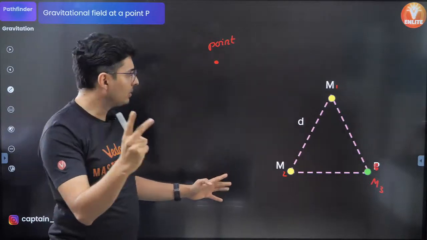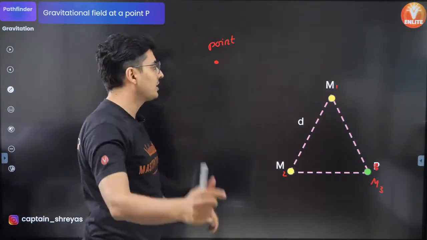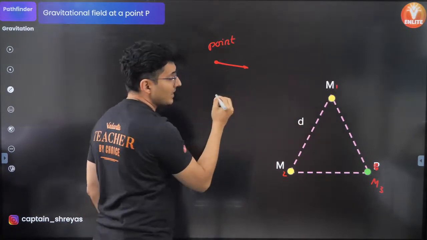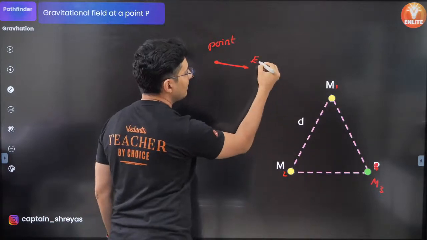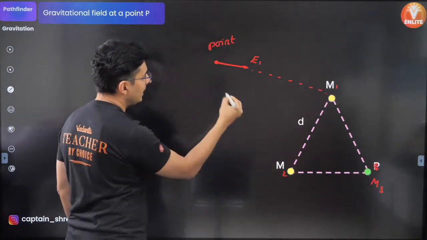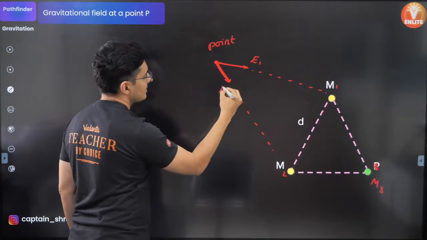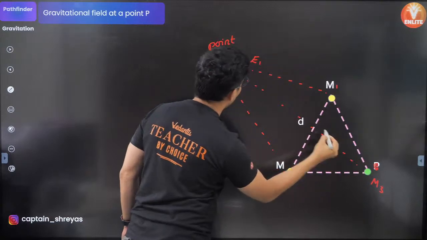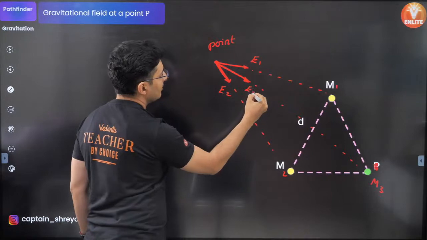Number two, this point will experience field in multiple directions. It will be here due to this mass. Remember, each mass creates an attractive field. So field due to mass 1 will be here. Along this line, you will have another field, field due to mass 2, something like this. And due to this mass also, you will have another field like this. This will be nothing but E3.